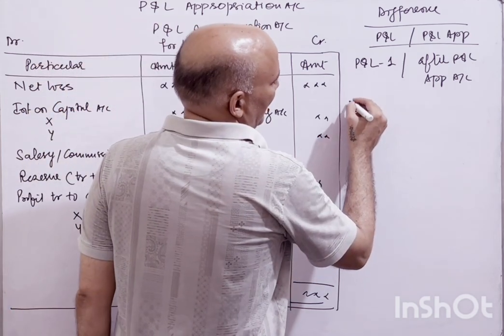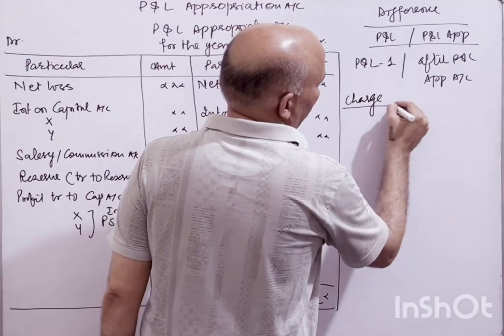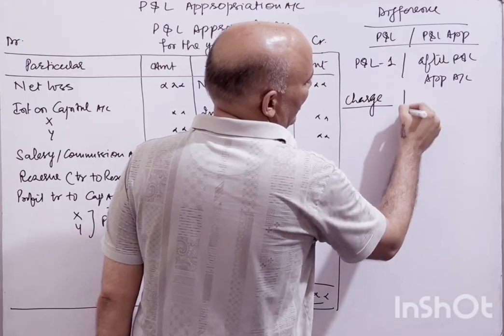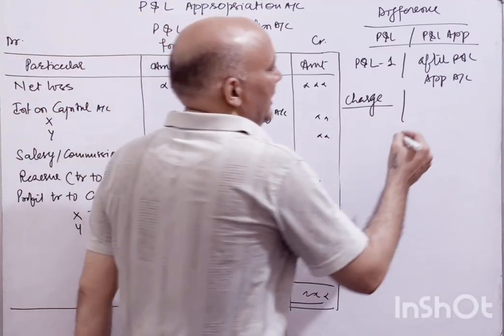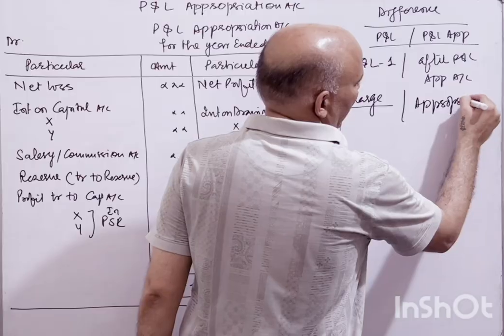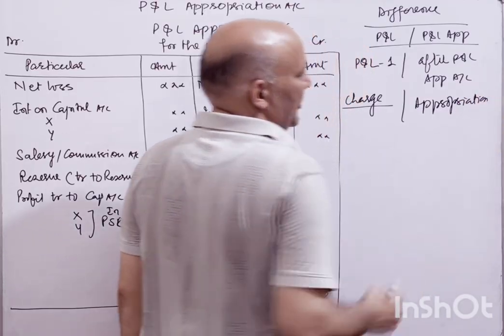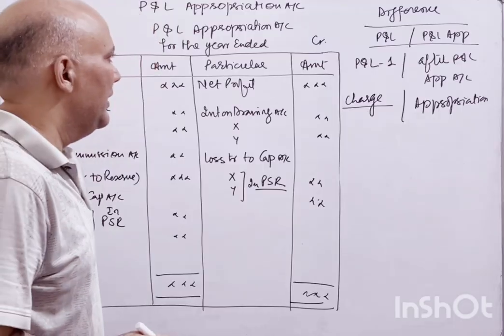All items which are coming in profit and loss account, they are charged to profit, right? And these are not charged, these are appropriation. Whatever items are coming in profit and loss appropriation account, that is appropriation of the profit, right?